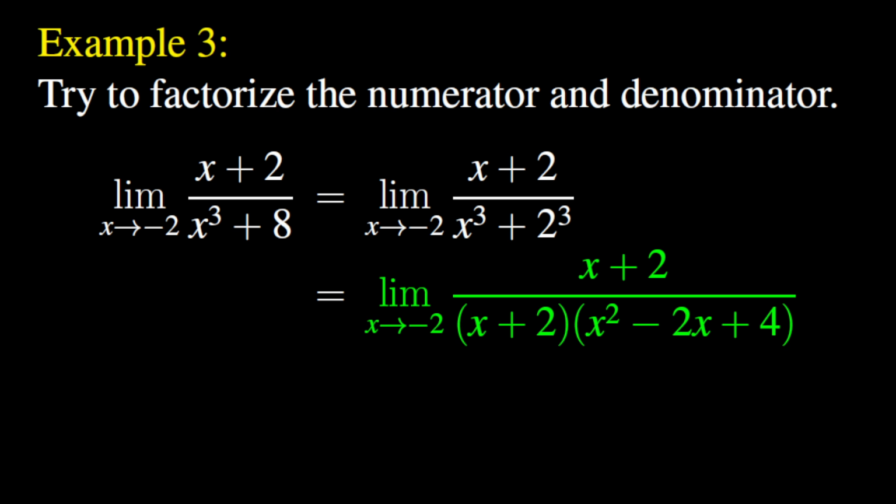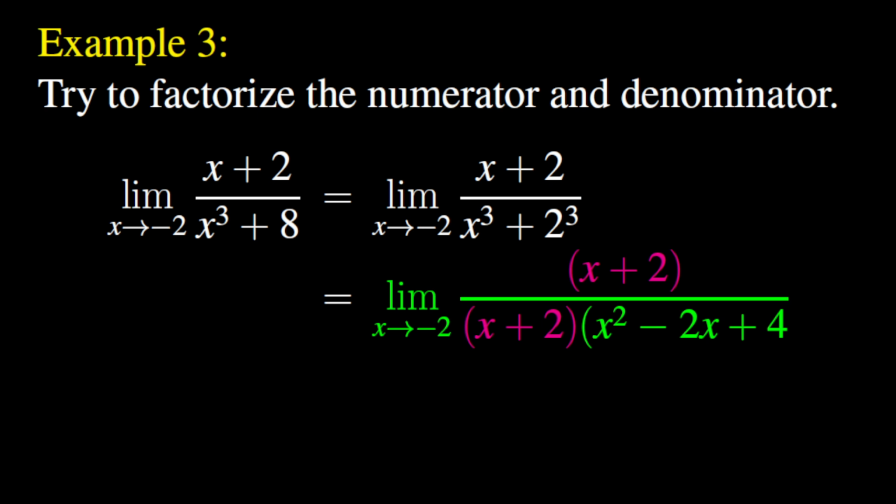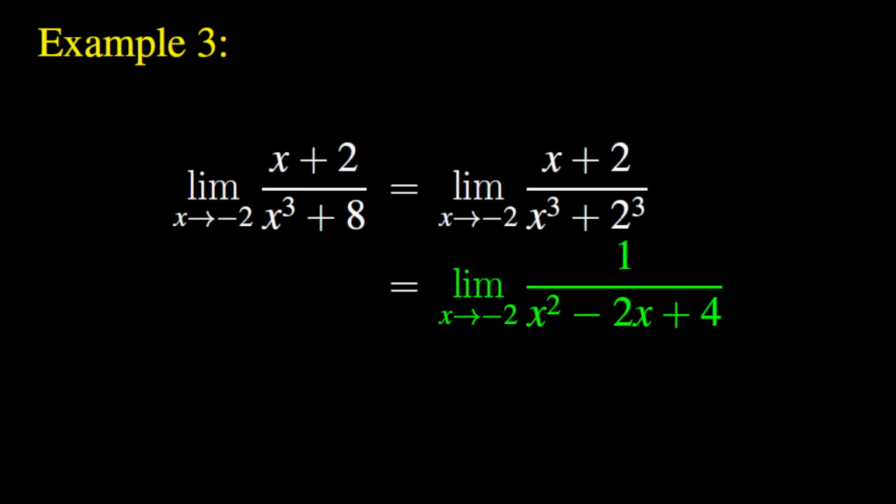Using the algebraic identity, we factorize the denominator as x plus 2, times x squared, minus 2x plus 4. We clearly see that x plus 2 is the common factor that appears on both the numerator and the denominator. Thus we simplify x plus 2 and obtain a new simpler expression. The newly simplified expression is the fraction 1, divided by x squared, minus 2x plus 4.